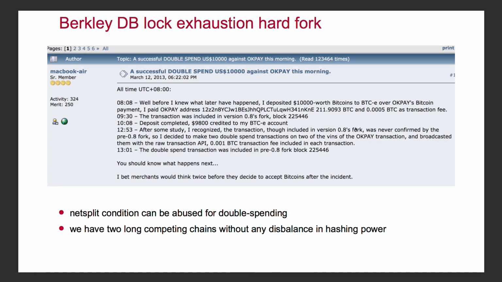Then there was actually a double spend based on this net split condition. In the BIP post-mortem, a BIP is a document that outlines Bitcoin changes, it was claimed that it was non-malicious. I'm not sure what it means. Maybe the money was returned. In any case, it's interesting that this net split condition was abused for a double spend.